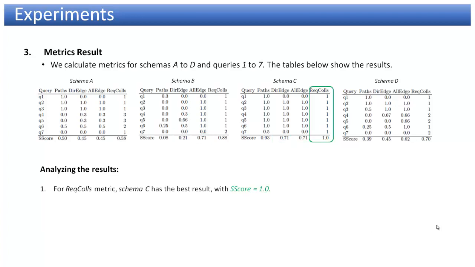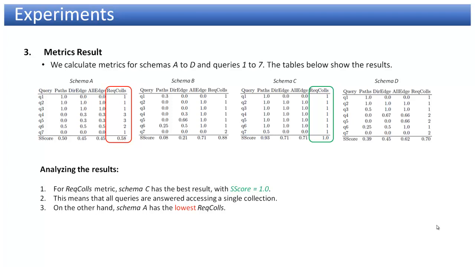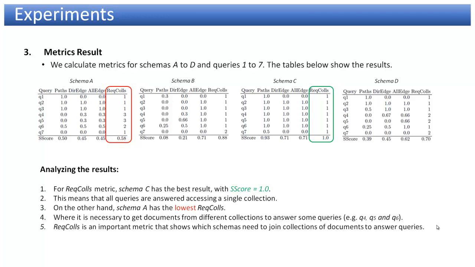For the HEC-COS metric, schema C again has the best result with an S-score equal to 100%, as we can see in the table. This means that all queries are answered accessing a single collection. On the other hand, schema A has the lowest HEC-COS, where it is necessary to get documents from different collections to answer some queries, for example queries 4, 5, and 6. So HEC-COS is an important metric that shows which schemas need to join collections of documents to answer queries.